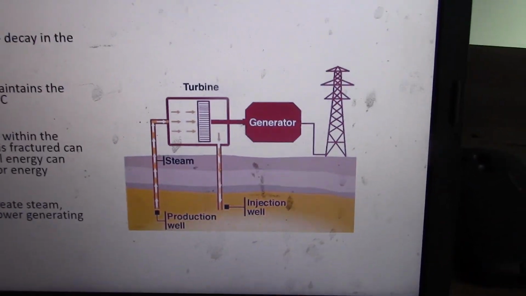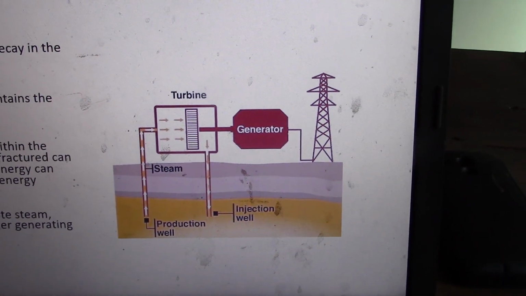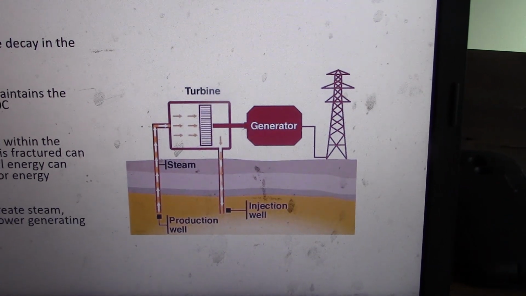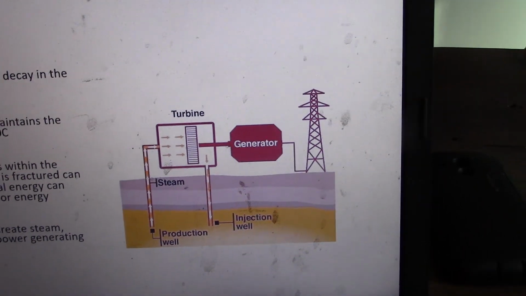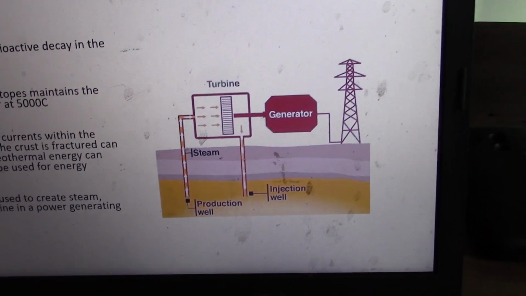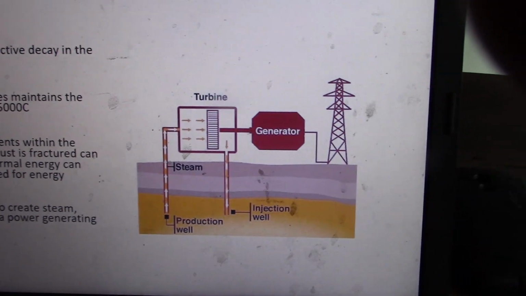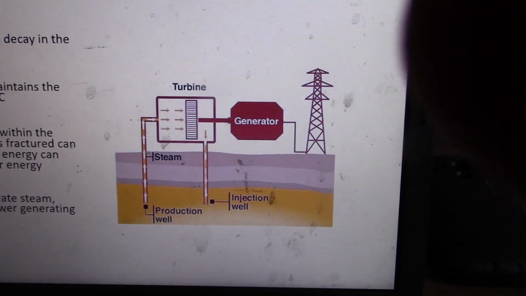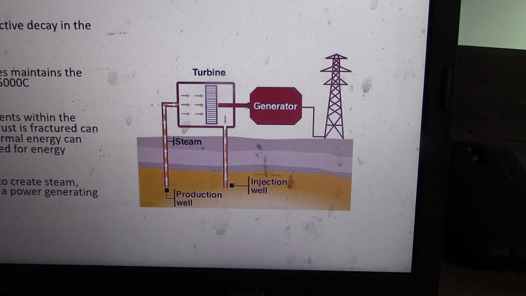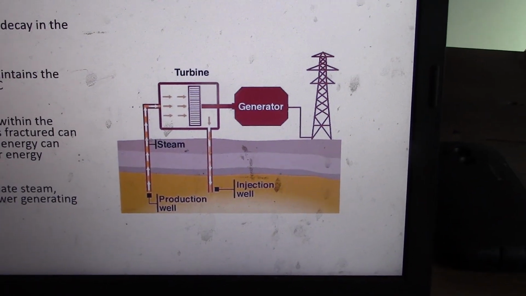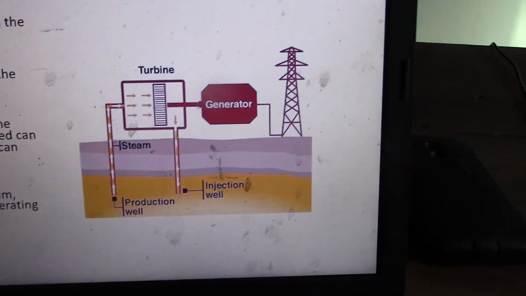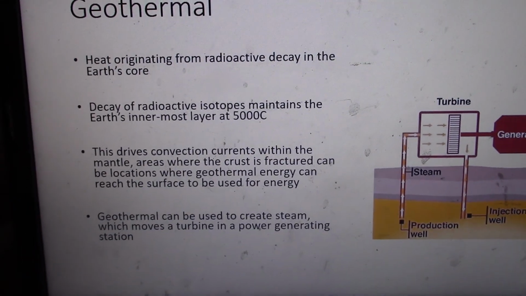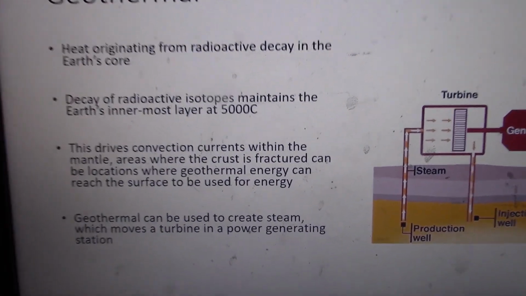And the ground houses a certain amount of geothermal energy in comparison to the air, right? In the summertime, the air is warmer, and in the wintertime, the air is cooler than the ground, right? So in the summertime, you will have heat being transferred from the air into the ground, and then it's the other way around in the winter. So it works on thermodynamics. Right, so decays of radioactive isotopes maintain the Earth's innermost layer at 5,000 degrees Celsius.